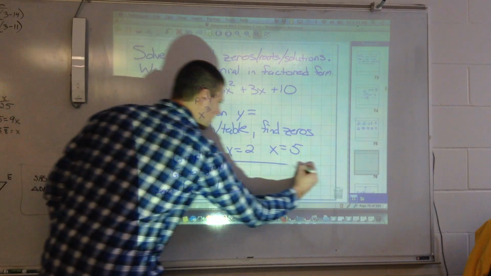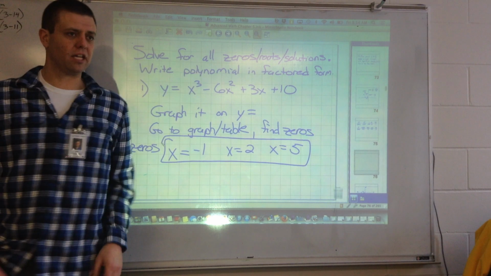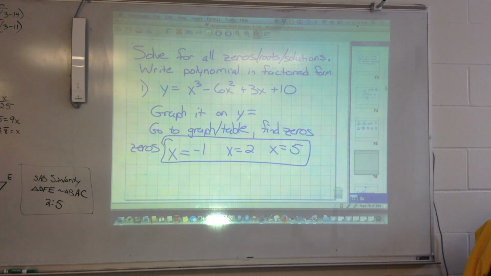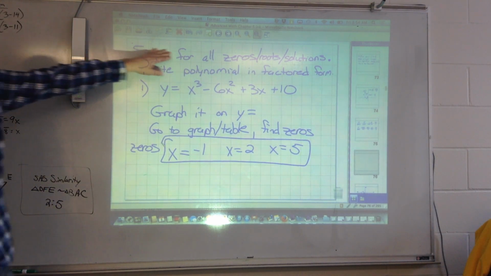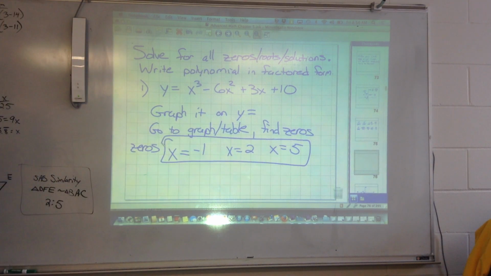So, here are the zeros of that function. This one was easy. You found all 3 of them using your graphing calculator. No real crazy synthetic division to be done on this one. We know that's all of them that there are because 3 was the highest power we saw in the polynomial. So it said solve for all the zeros, roots, solutions. We did that. Here are the 3 zeros. Write the polynomial in factored form.